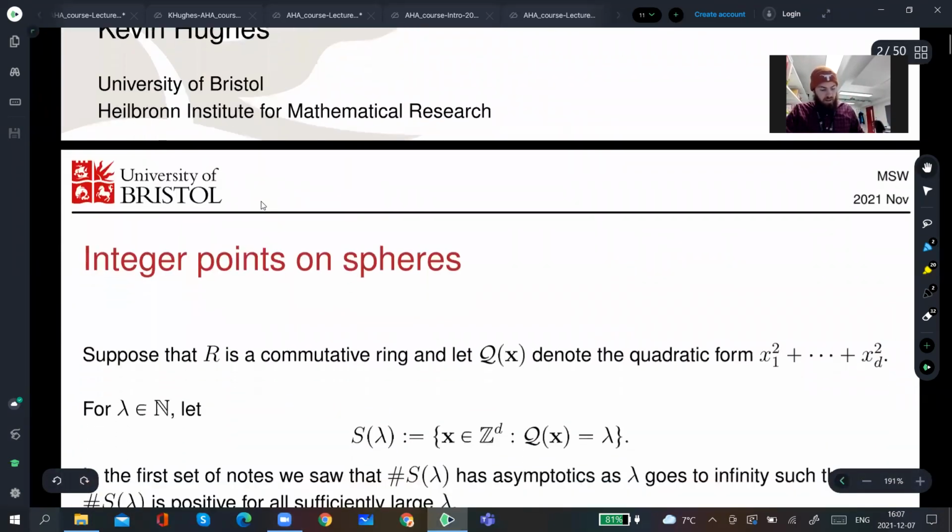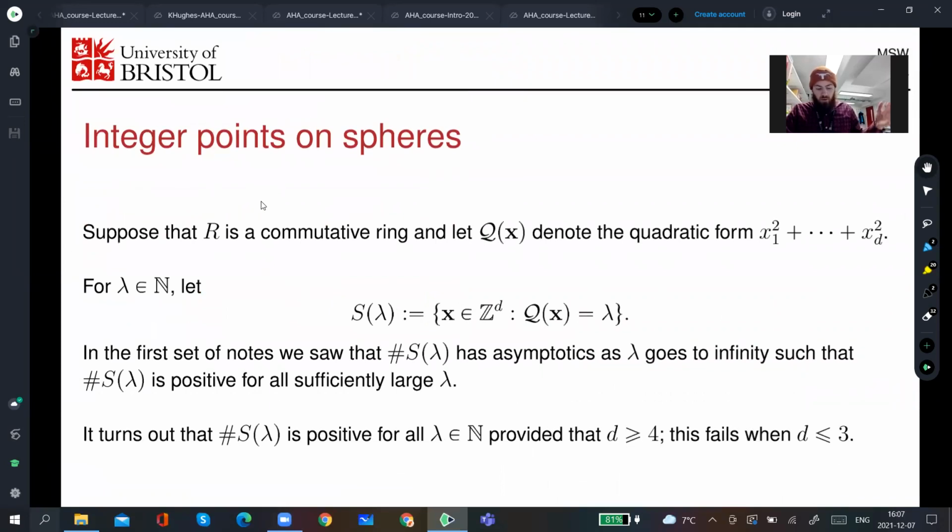So just to remind everyone, because it's been a week, we're looking at integer points on spheres. So I have a sphere of radius square root lambda. So lambda is going to be some positive integer. And I look at all the integer points on that sphere of radius square root lambda, where the sphere is centered at the origin. And we know there are asymptotics for this as soon as you have 5 or more dimensions, that is 5 or more variables.